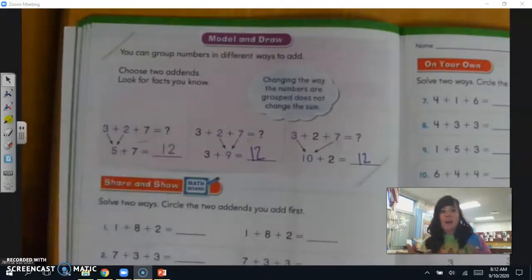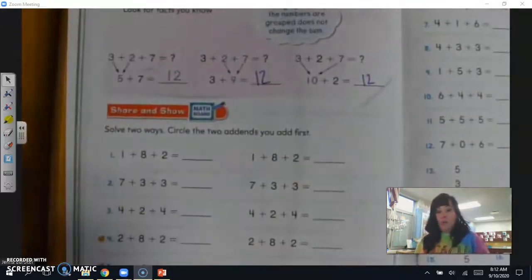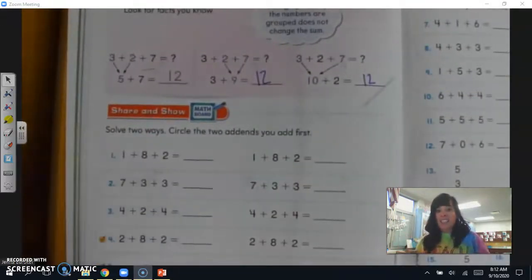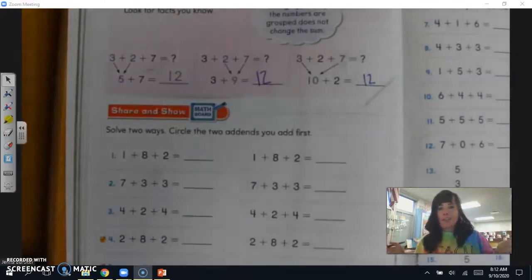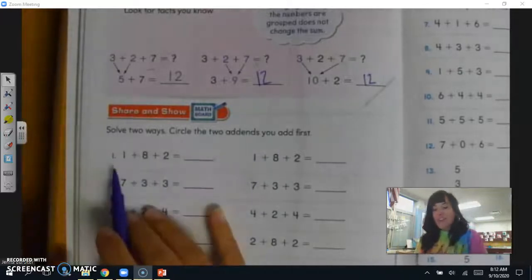So, again, it doesn't matter the order that you're adding those addends up, you're always going to get the same sum. So, today, we're going to practice by adding the addends in different orders and see if our answer is still the same. Hint, it's going to be. Okay, let's go to number 1.